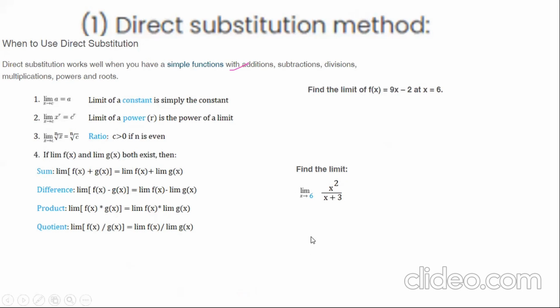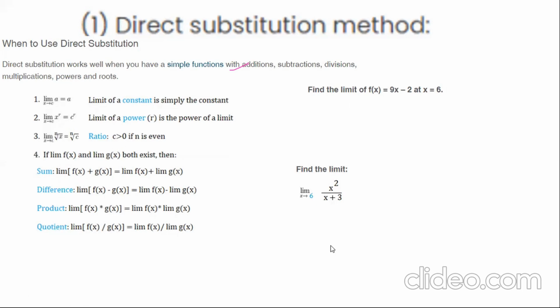Okay, now you observe, limit as x tends to a of a is equal to a, right? Limit of a constant is always simply the constant. You know that. And next, limit of x power r as x tends to c is c power r. Power rule. Nth root of x gives nth root of c. And then if limits of f of x and g of x both exist, then sum rule, difference, product, and quotient. You know all these, right?